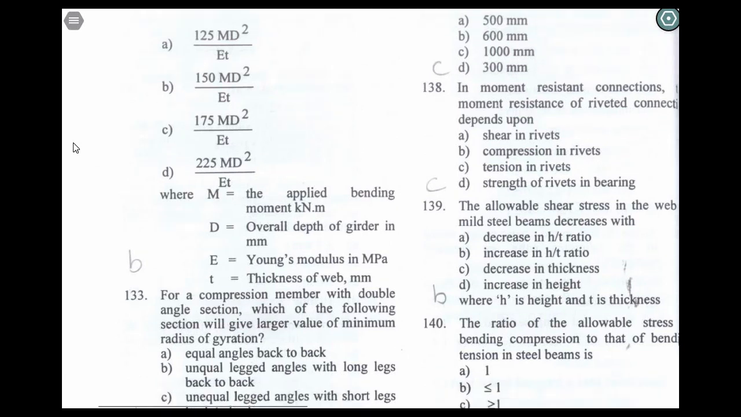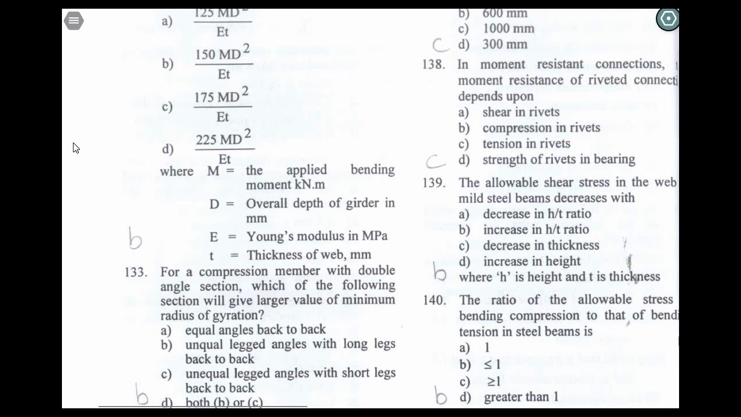Next question. In a moment resistant connection, moment resistance of riveted connection depends upon tension of the rivets. Option number C. Next question.